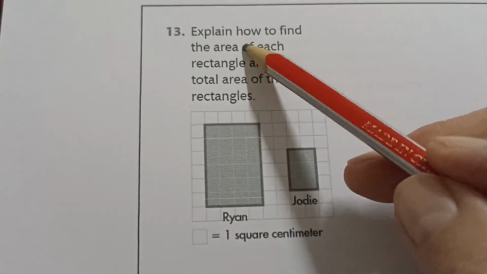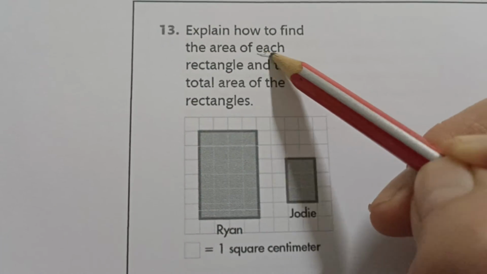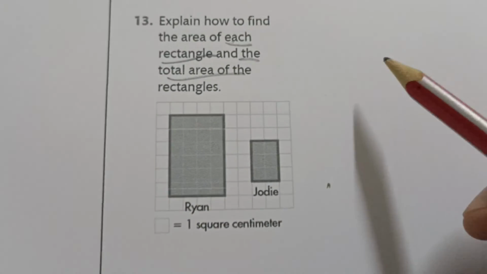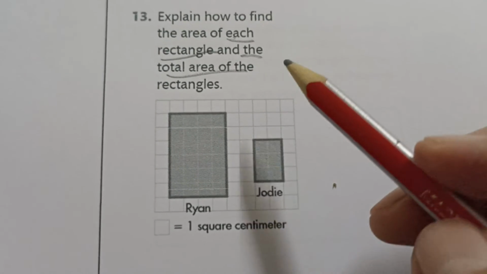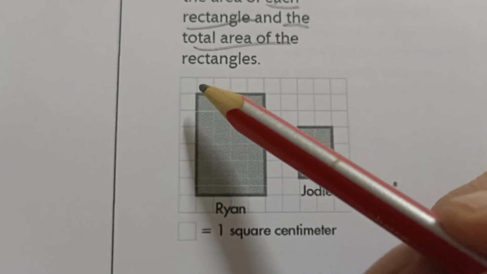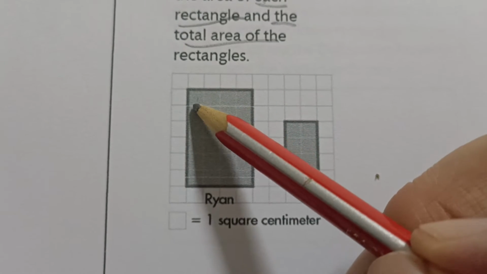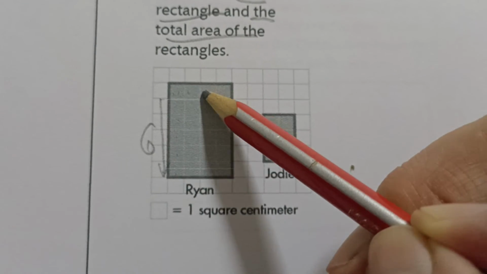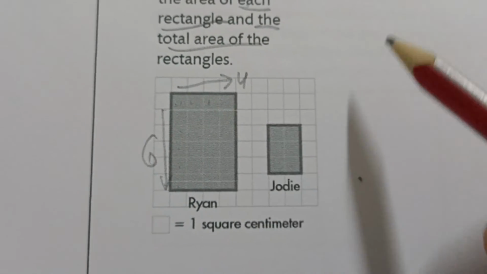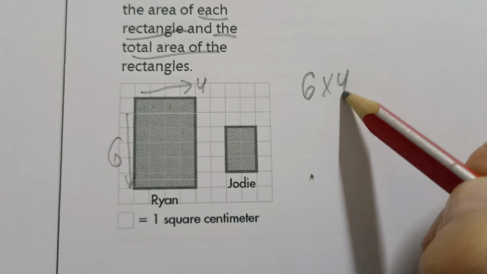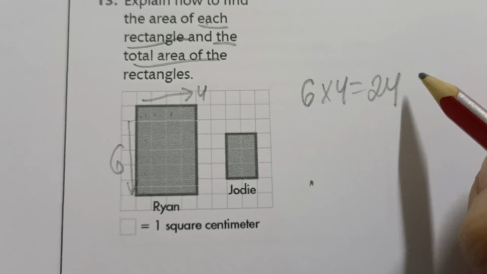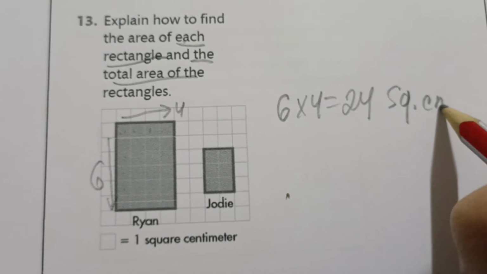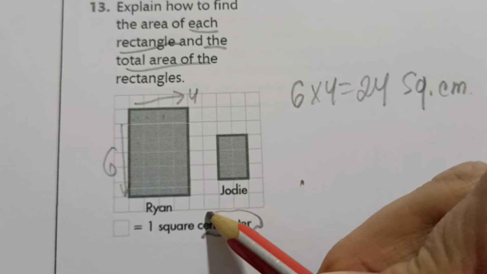Okay, number 13. Explain how to find the area of each rectangle and the total area. Okay, actually, we need to write the explanation, but we are not going to do this. Just, what do we do? The first is going to be 1, 2, 3, 4, 5, 6. 6 goes down, okay? And 1, 2, 3, 4 goes this way. So, the first rectangle, 6 times 4, 24. 24 square centimeters, okay? Because you can see here centimeters.